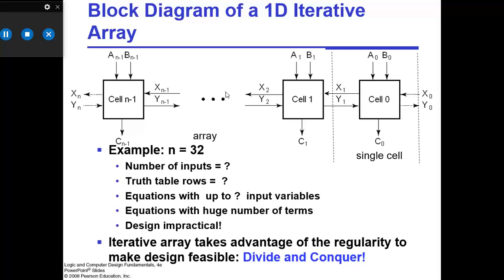So an iterative array takes advantage of the regularity to make the design feasible, and we use the technique of divide and conquer by simplifying the design to the primitive component and then repeating that primitive component again and again, and interlinking them with these intermediate results.